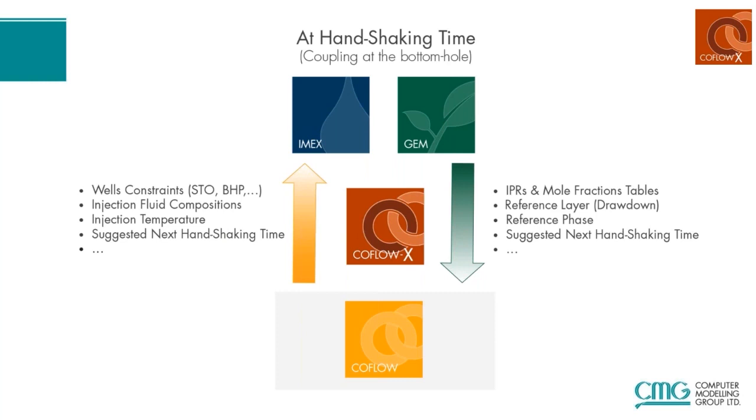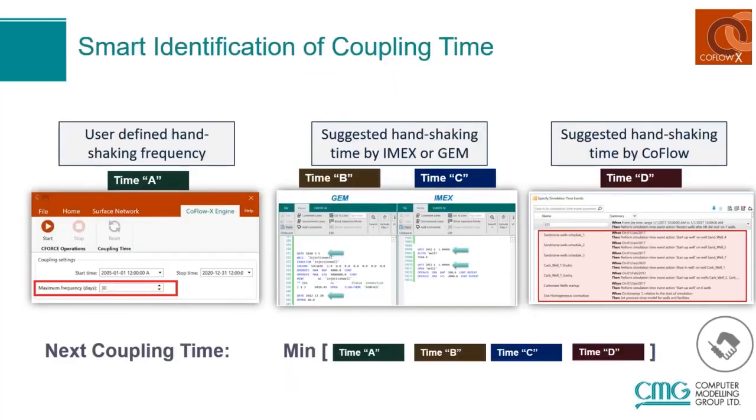Then Coflow does its calculations, the wellbore calculations, the facility calculations, and it identifies the operational constraints, and then it transfers some information back to IMEX and GEM. The information that is transferred back is on the left-hand side. So it transfers the well constraints, the constraints at which the wells can actually flow, depending on the facility limits and the well limits. It transfers the injection fluid compositions back to reservoir simulators, the injection temperatures, and another suggestion for the next coupling or handshaking time. And Coflow X is very smart in identifying the next suitable coupling time.